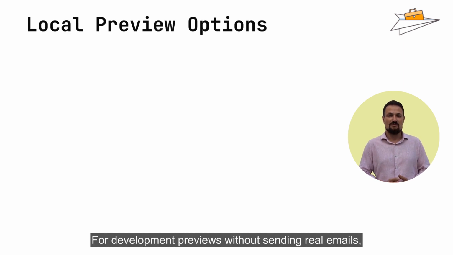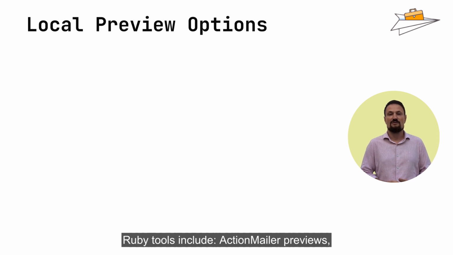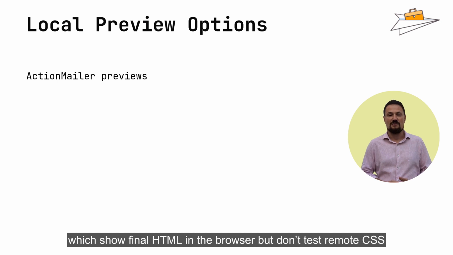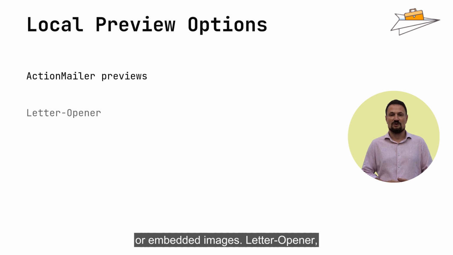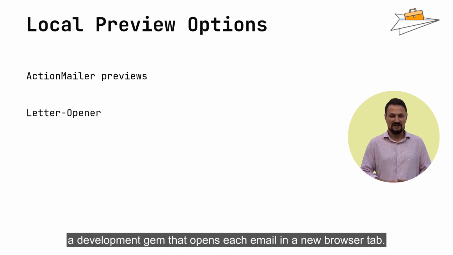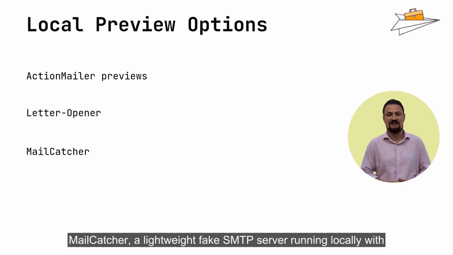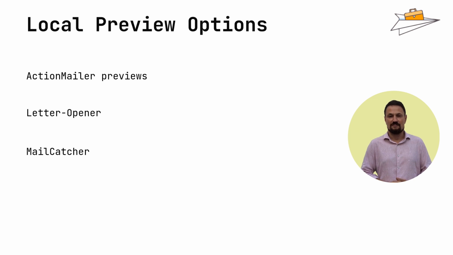For development previews without sending real emails, Ruby tools include Action Mailer previews, which show final HTML in the browser but don't test remote CSS or embedded images. Letter Opener, a development gem that opens each email in a new browser tab. MailCatcher, a lightweight fake SMTP server running locally with a web UI for viewing emails.